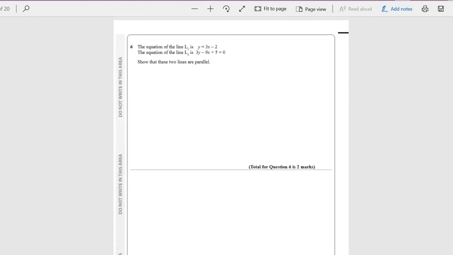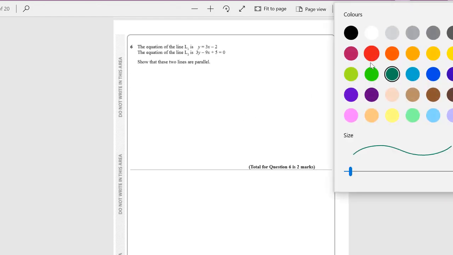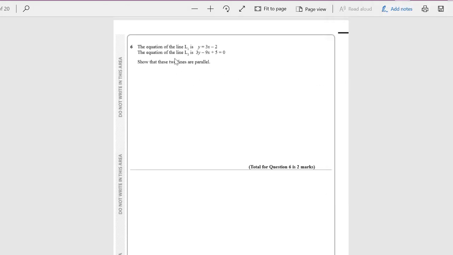Okay, question 6. So it says the equation of the line L1 is y equals 3x minus 2, and the equation of the line L2 is 3y minus 9x plus 5 equals 0. Show that these two lines are parallel.